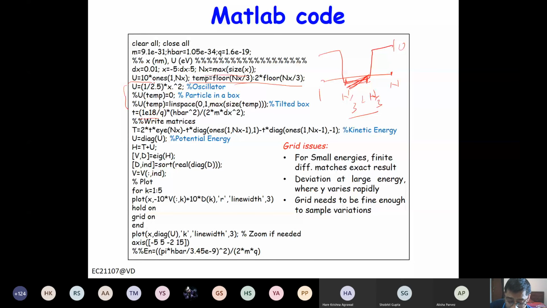Now here, x is in nanometer, so this will be 10 to the power minus 9. So that has to be accounted for, right? Because dx square is nanometer square, meaning 10 to the power minus 18. So that has to be multiplied here by 10 to the power 18. And u is potential, so it is basically electron volt. So we have to take care of q also. So q I have divided here.